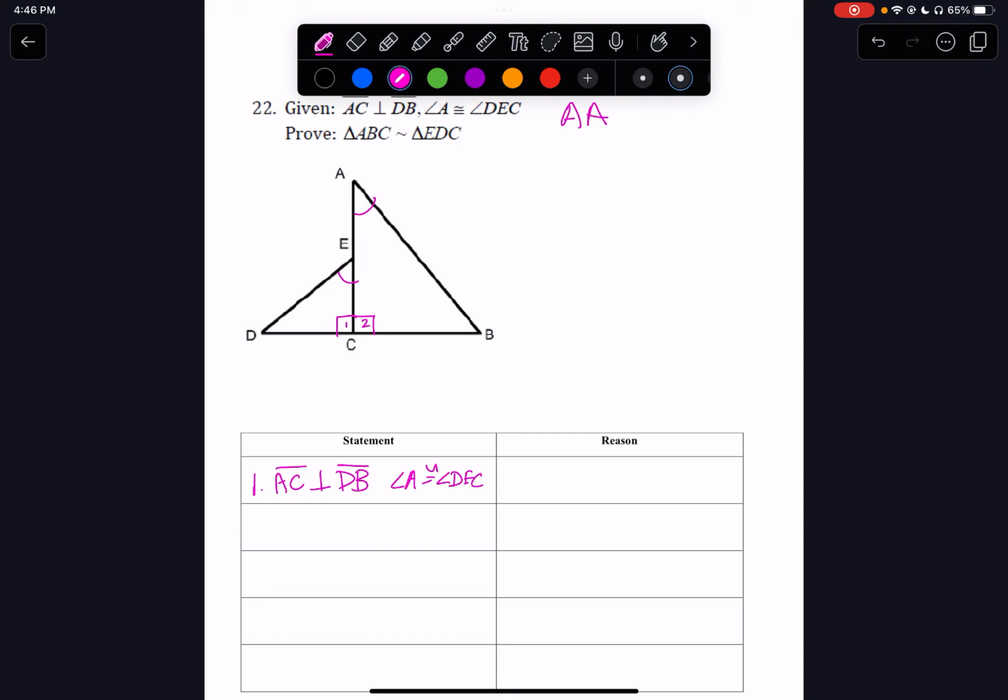First write your givens. Again, you can write this all in one line as long as you state all of the important things, that perpendicular lines form congruent right angles. Therefore, the triangles are similar because you have two pairs of corresponding congruent angles.